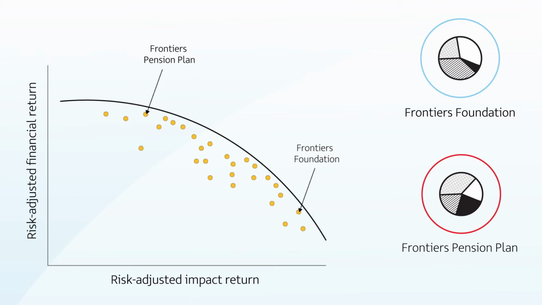That doesn't mean that anything goes. Look at the portfolios highlighted in red. You wouldn't choose those portfolios because in each case you could find a portfolio closer to the frontier that offered at least the same financial performance and more impact, or the same impact with more financial performance. Frontiers Foundation might be willing to accept more financial risk to achieve more impact, but it doesn't want to take more financial risk than is necessary to achieve that impact.